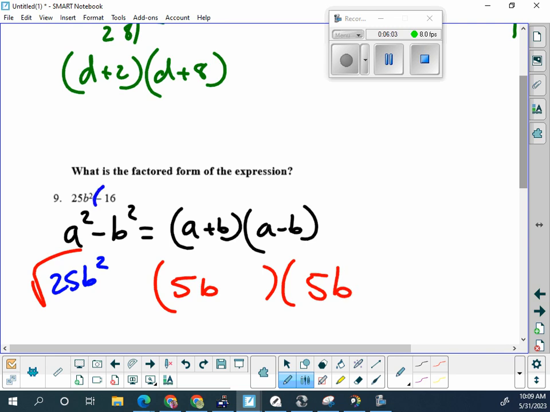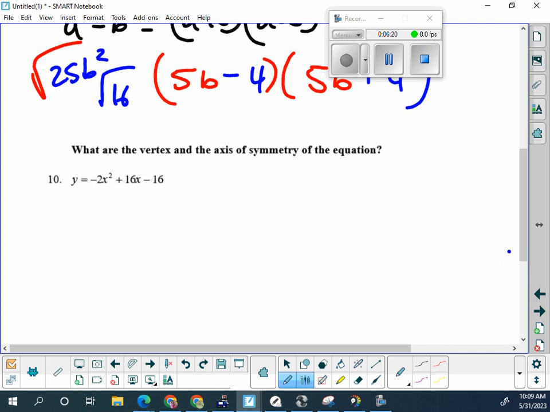And then if I come to the 16 and take the square root of 16, I get a 4. Because there's no middle term and it's minus, it's going to be plus, minus, or minus, plus. It doesn't matter which way you write it, it's the right answer. Moving on to number 10.